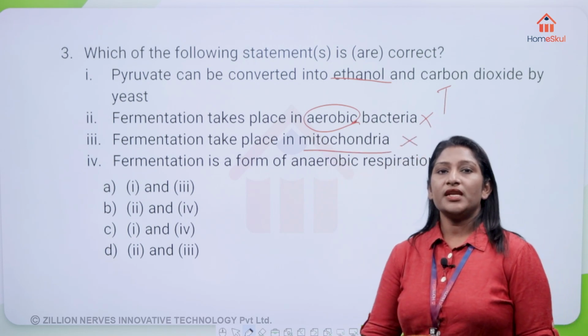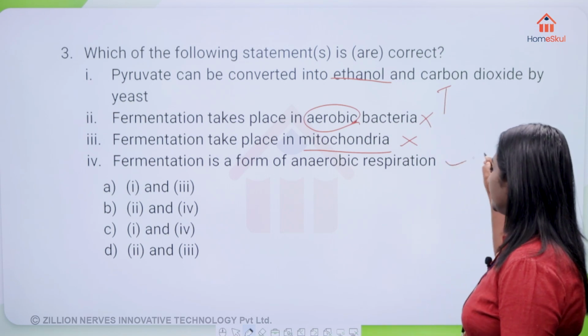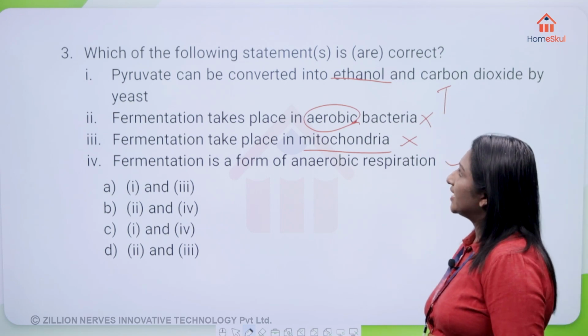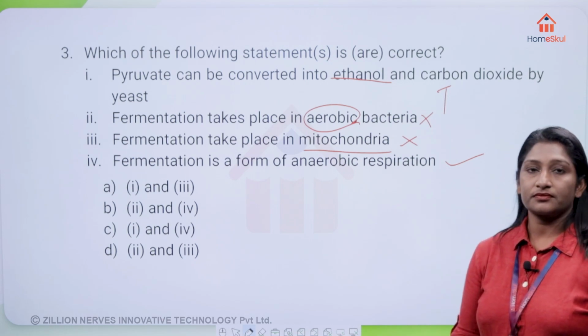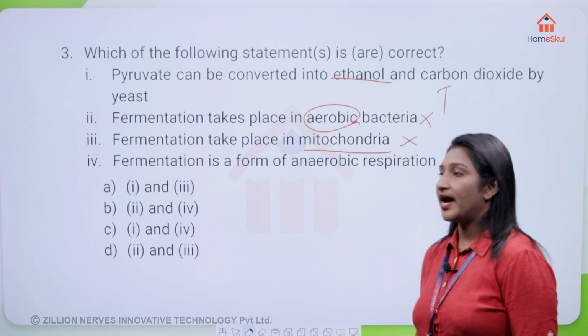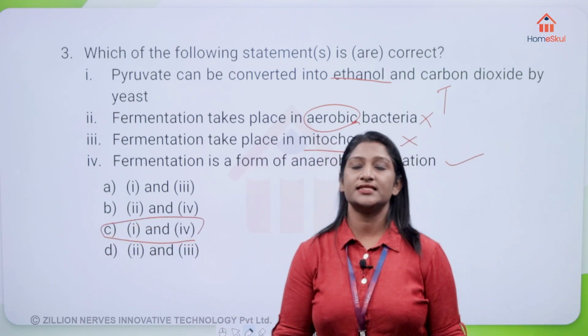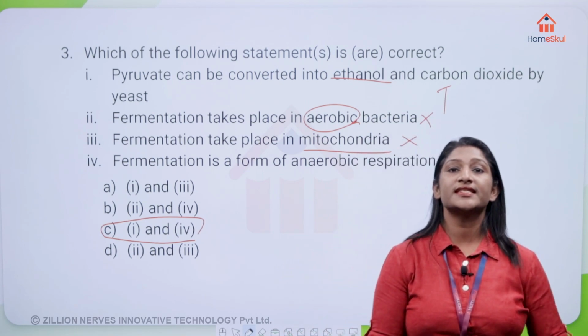Then, fermentation is a form of anaerobic respiration. That is correct. So, how many statements are correct? The first one and the last one. So, 1 and 4. So, option C is the answer. Okay, option C.